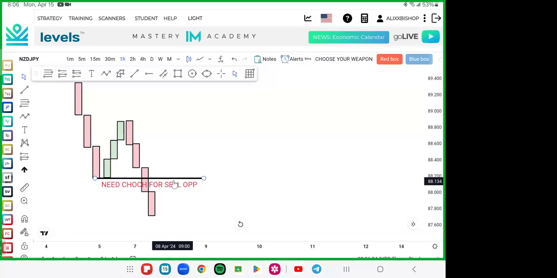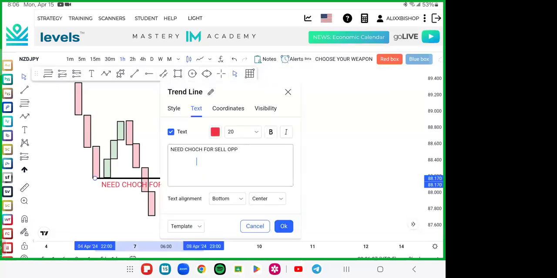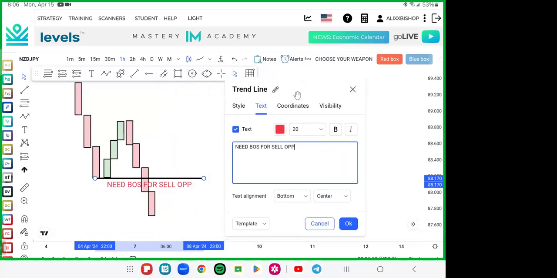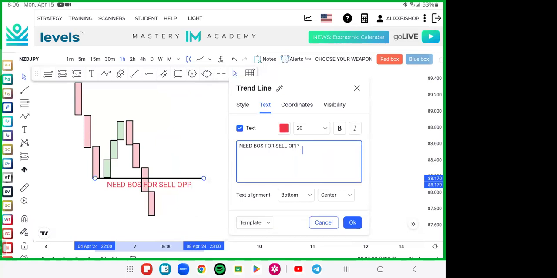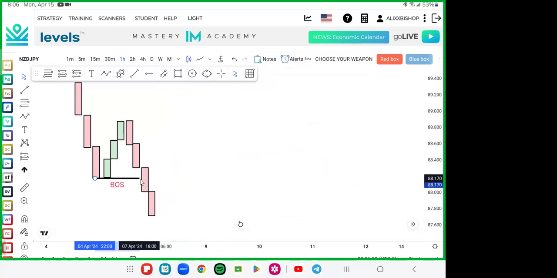So now that we got that need change, oh actually, dang, y'all don't even let me know. It was supposed to be need BOS. Need BOS for sell op. That's my bad, but we're gonna have the need BOS for sell op. So now that we got that, let's just confirm BOS. Does that make sense, guys? That's my slip up, totally apologize. Give me a five if that makes sense, guys. Let me know. Awesome.